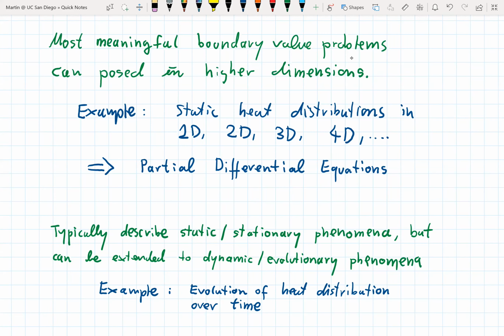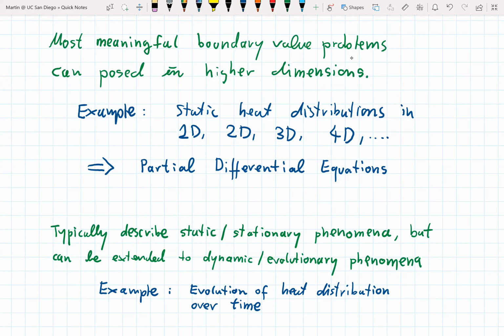For some models, one dimension might be sufficient. For other models, two dimensions. Of course, the most important number of dimensions is equal to 3, because we live in a three-dimensional world, and so most interesting differential equations that arise in practice are posed over a three-dimensional space. For example, we can discuss static heat distributions in one dimension, in two dimensions, in three dimensions, and basically also in higher dimensions, like 4, 5, 6, and so on.